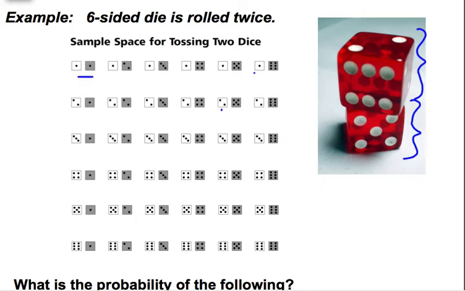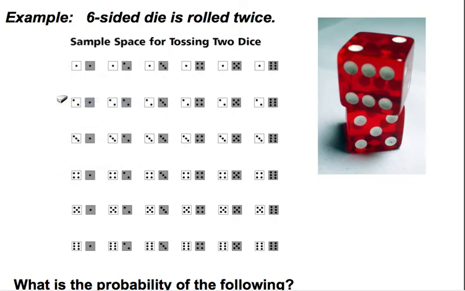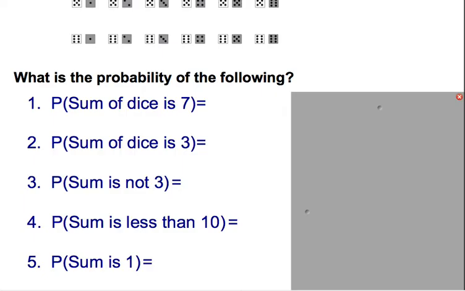You could have 2 1s, a 1 and a 2, a 1 and a 3, a 1 and a 4, a 1 and a 5, etc. You start off with 2s, then 3s, then 4s, 5s, and 6s. So we have a total of 36 different possibilities. So this is our sample space. Now we're going to go ahead and answer some questions.